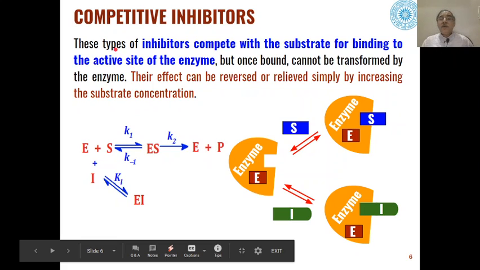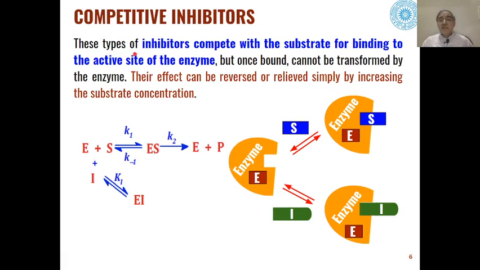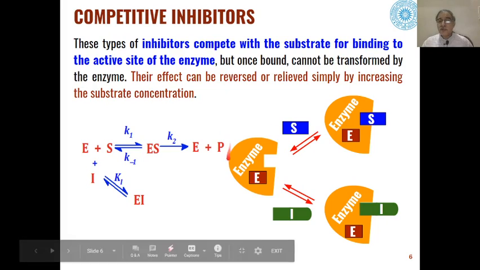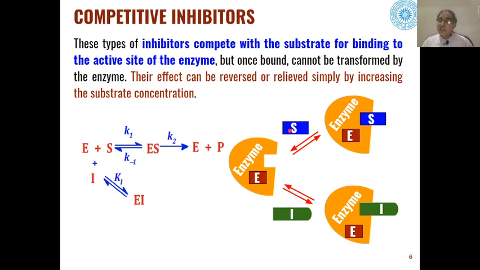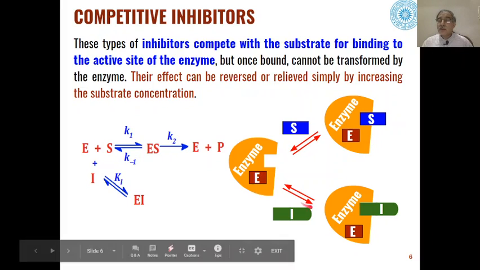Now competitive inhibitors, these types of inhibitors, they compete with substrate for binding to the active site of the enzyme. So for example, if this is the enzyme and this is the active site of the enzyme, either the substrate can bind to give us enzyme substrate complex, or the inhibitor can bind to the active site of the enzyme to give us enzyme inhibitor complex.